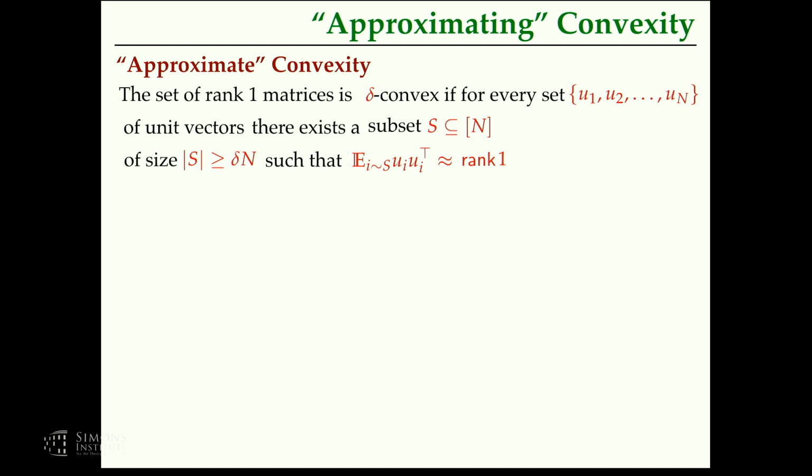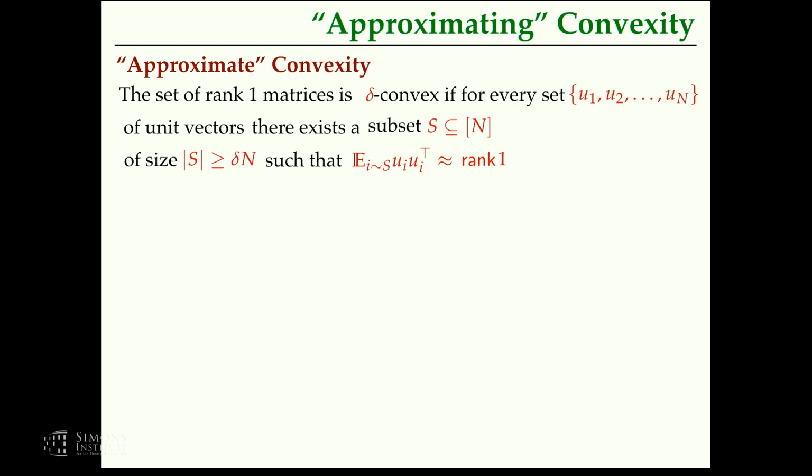Okay. So I would say that the set of rank 1 matrices is delta convex. Okay. If for every subset of unit vectors, like every subset of unit vectors defining some rank 1 matrices, let's say U1, U2 up to U capital N, there is a subset S which is of measure at least delta inside this subset that I'm looking at, and the expectation with respect to uniform distribution on this set S of UI UI transpose is close to rank 1.